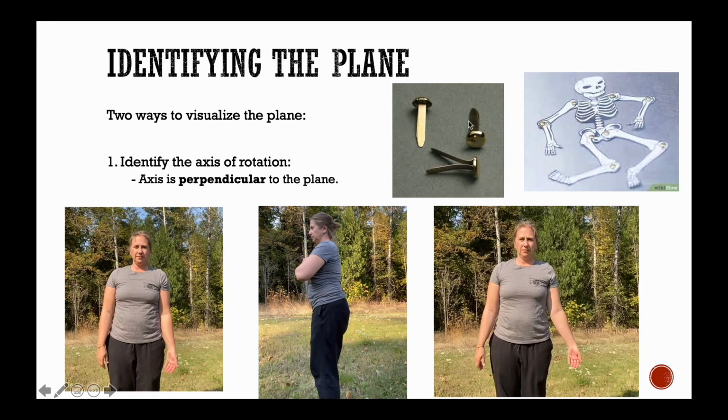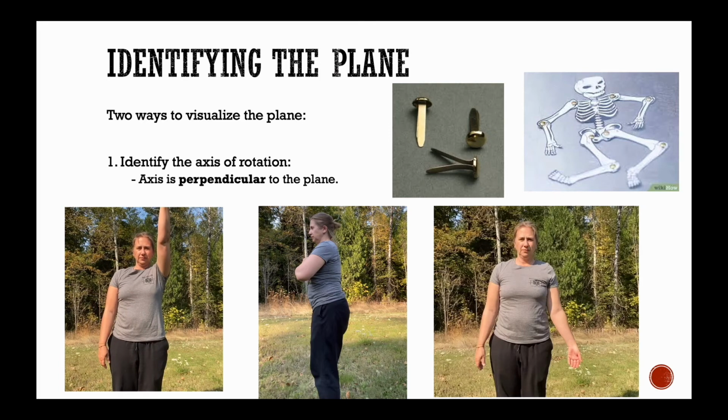So what I want you to imagine when you're doing these movements is that if you had this little brass fastener here and you were going to stick it in your body and still be able to do this movement, and it works around that brass fastener, the plane of movement is exactly perpendicular to that axis. So let's go over a couple of examples.